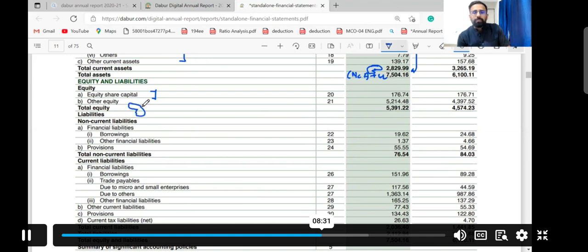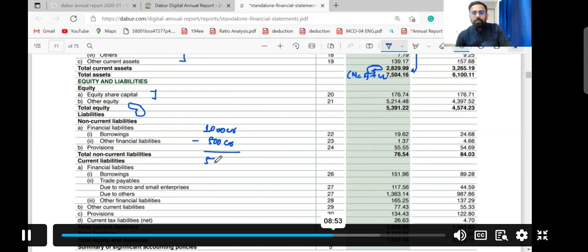What is the meaning of other equity? In other equity, whatever profits we have earned during the year, we will be showing in other equity. So we know that whenever a company earns profit, let's suppose this year the company has earned a profit of 1,000 crore, and the company has decided that it will be declaring 50% dividend. So here the company will be paying a dividend of rupees 500 crore.